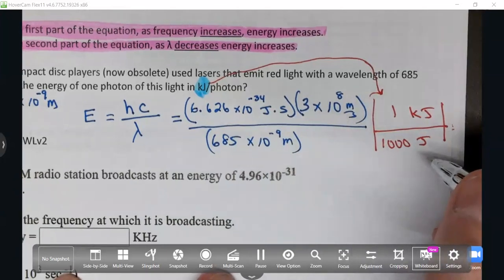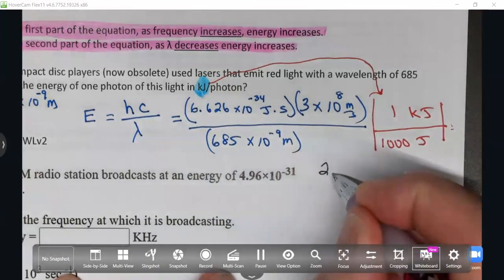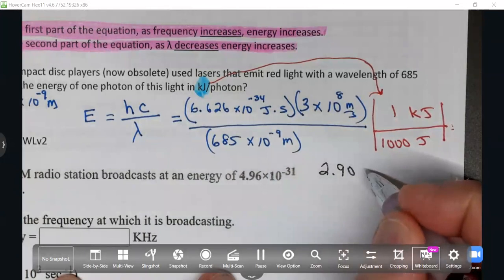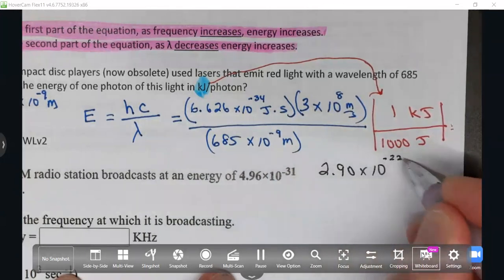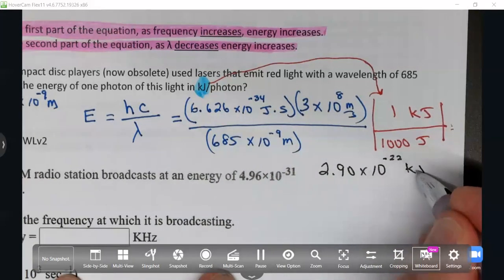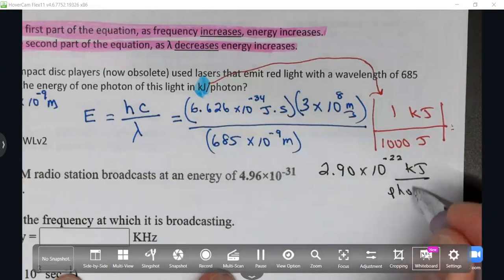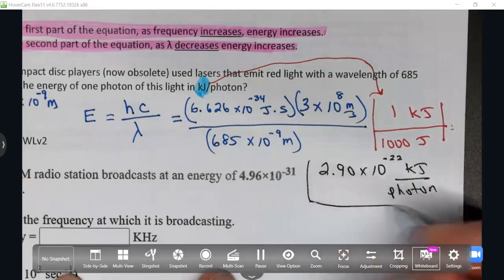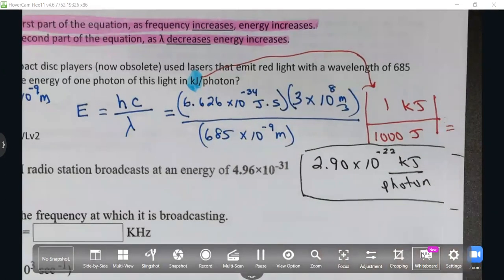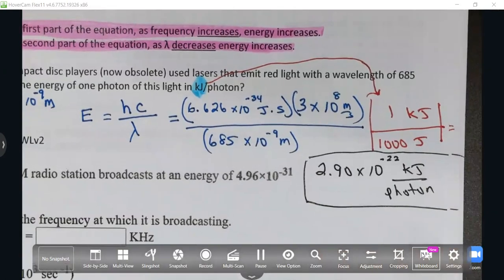Did we get to the minus 22? All right, so we've got 2.90 times 10 to the minus 22 kilojoules per photon. Yes, somebody else did that? Yes, okay.